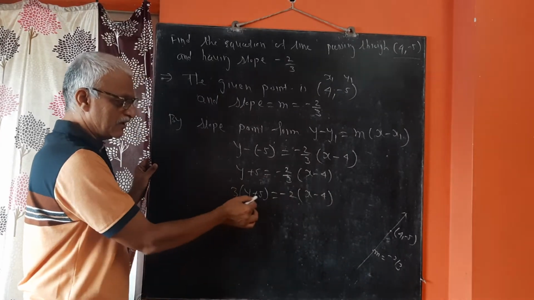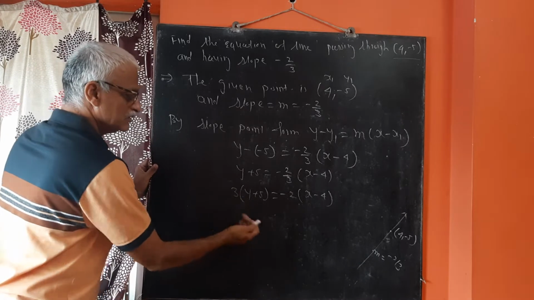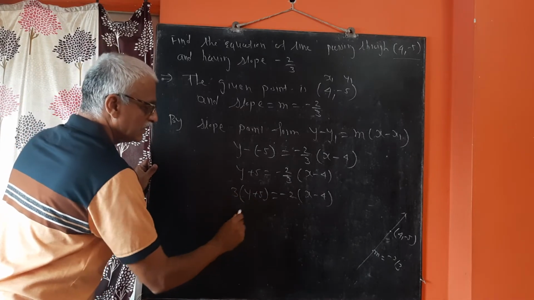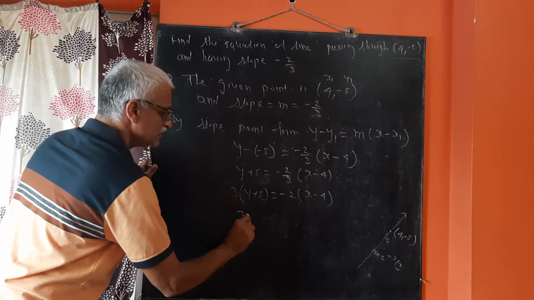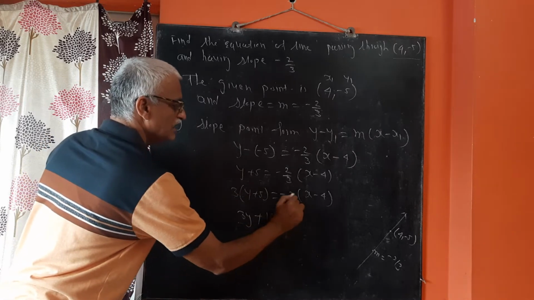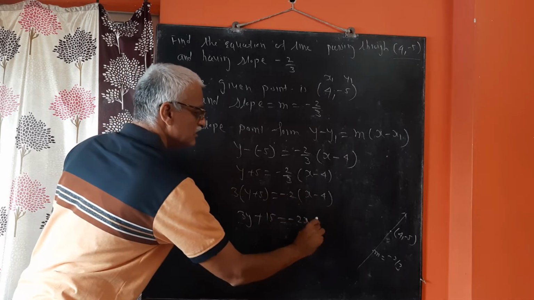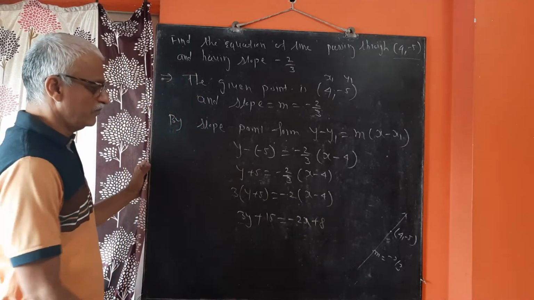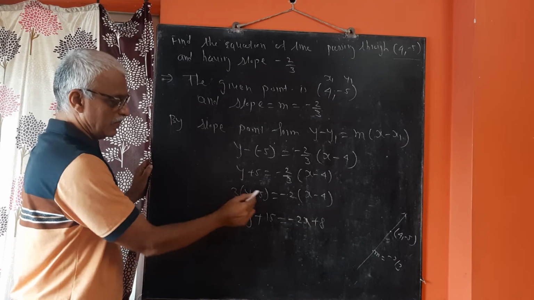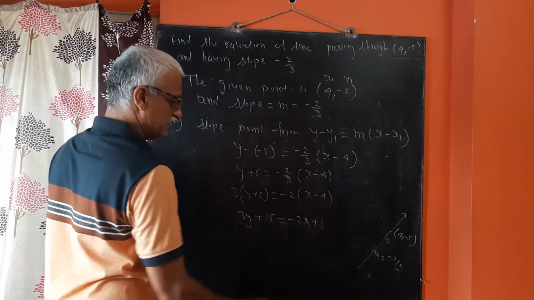3 into in bracket y plus 5 equals to minus 2 into x minus 4. Now simplify. Simplifying the bracket, 3 into y, that means 3y, plus 3 into 5, that is 15, minus 2 into x is minus 2x, minus 2 into minus 4, that is plus 8. 3y plus 15 equals minus 2x plus 8.